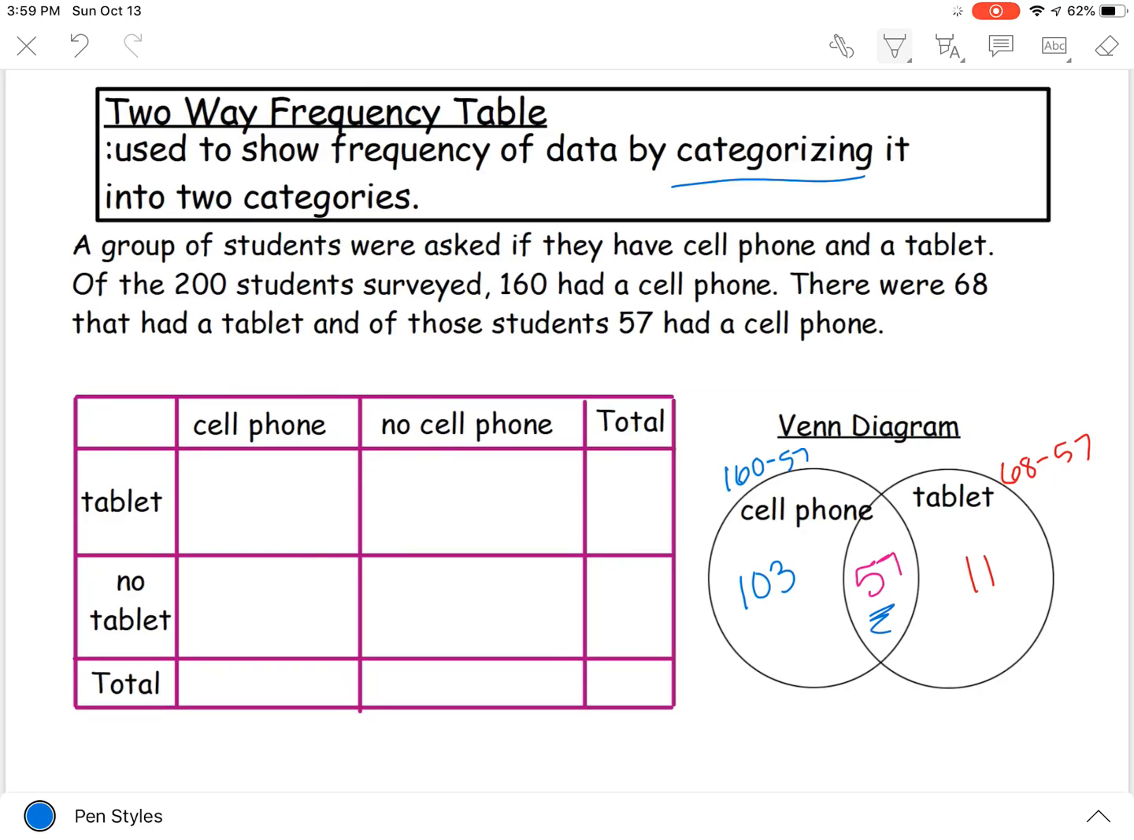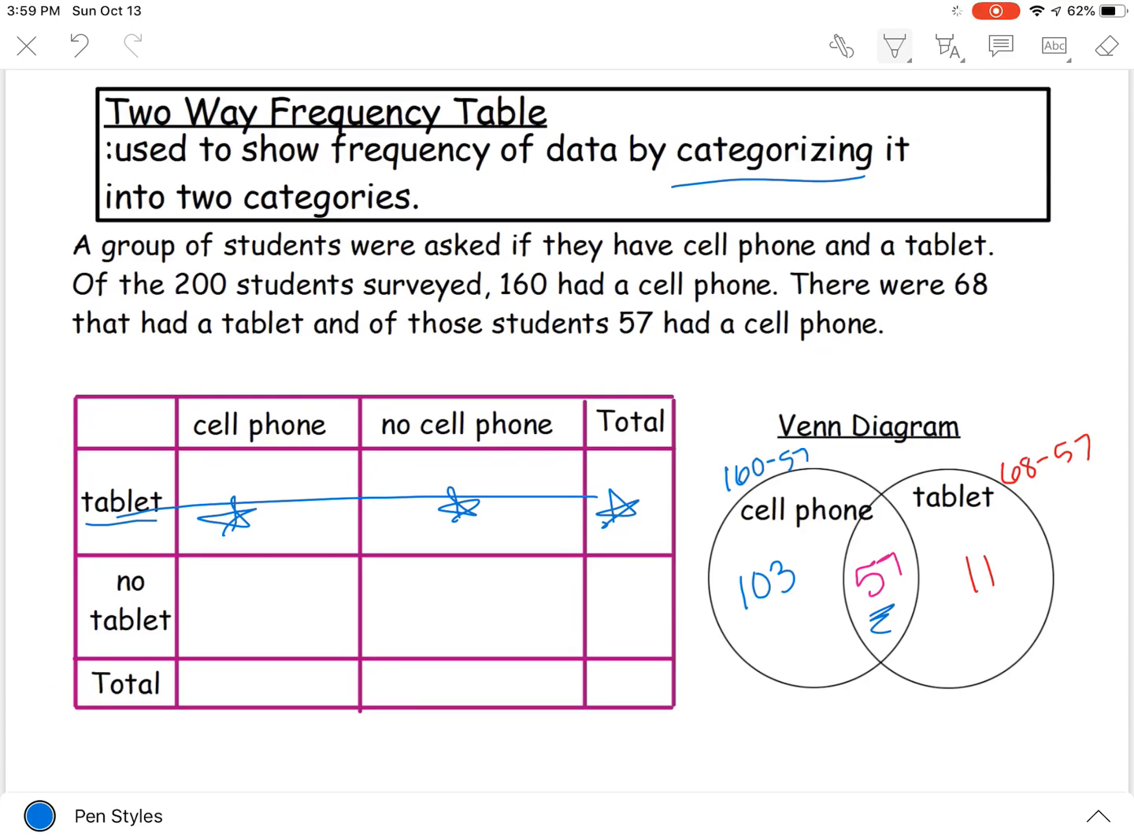A two-way frequency table gives us a little bit more information just at a glance. So it displays more information than your Venn diagram does. So we're going to fill out these columns. Notice that here's my tablet. So this would be where the students who have a tablet and a cell phone. This is students who have a tablet and no cell phone. And this is the total number of students who have a tablet. So that's how you read the table.